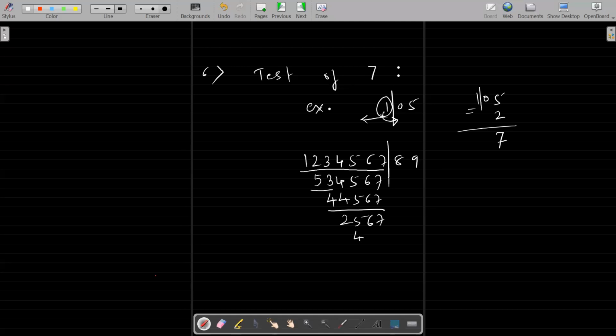Seven 3s are 21, so this is 4. So this last 7 I can make 0. And 46 is like 42 plus 4, so it's 47. Or I can make it 40, right? And add double of this number to 89. So 89 plus 80. And this number is not divisible by 7. Not divisible by 7, so the whole number is not divisible by 7.